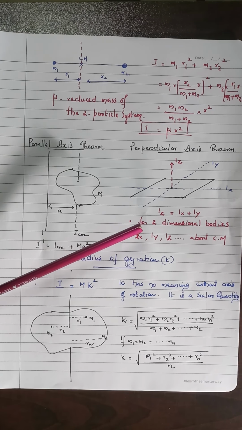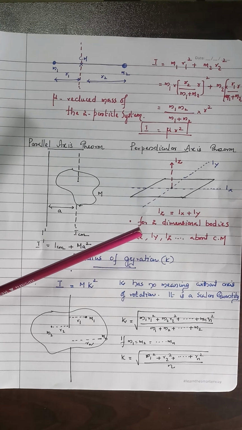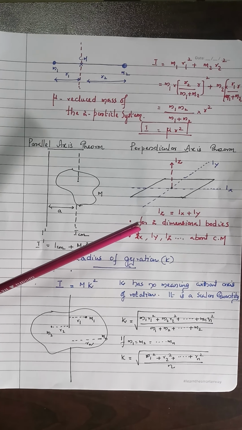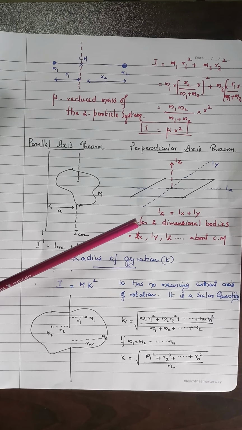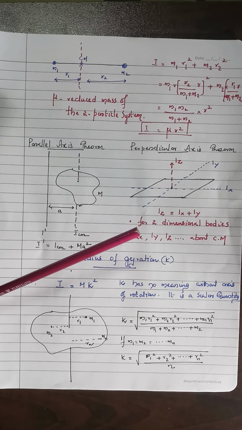But there is an exception for symmetrical bodies. Symmetrical bodies are like a ring or a disc. For a square, the two axes need not be perpendicular. That Ix and Iy need not be perpendicular.